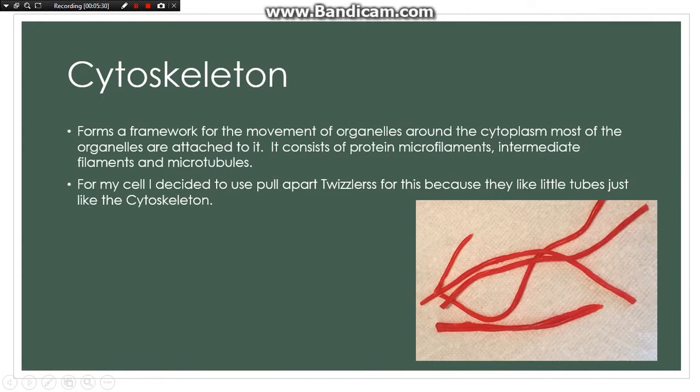The cytoskeleton forms a framework for the movement of organelles around the cytoplasm. Most of the organelles are attached to it. It consists of protein, microfilaments, intermediate filaments, and microtubules. So I decided to use pull-apart Twizzlers for this because they're similar to tube-like structures, just like the cytoskeleton.